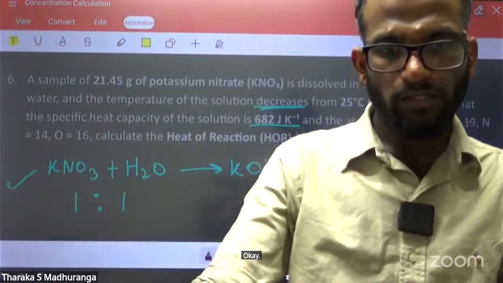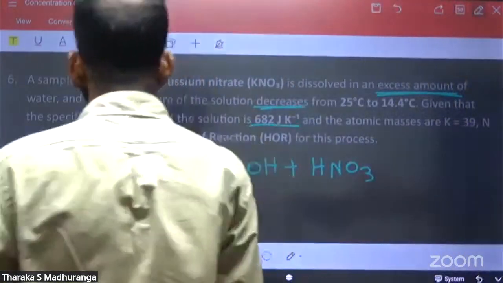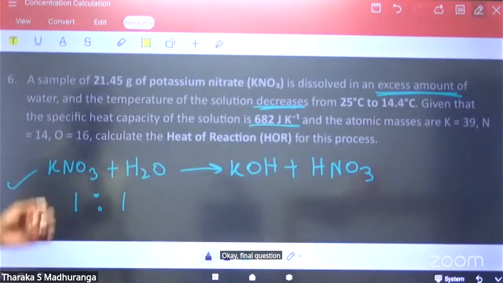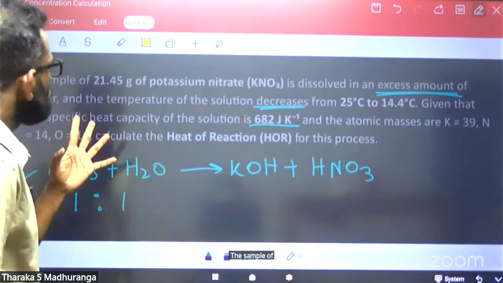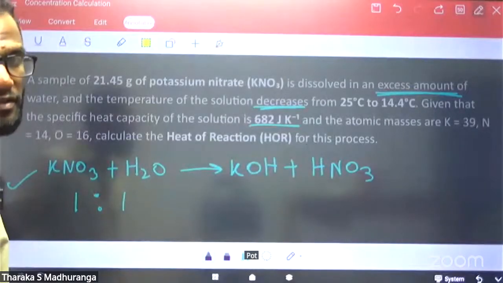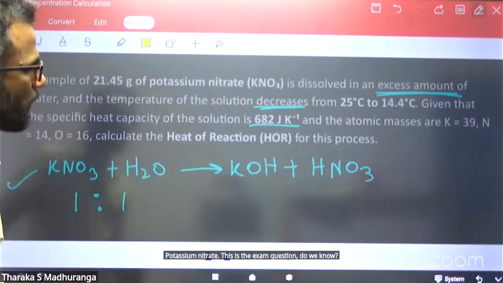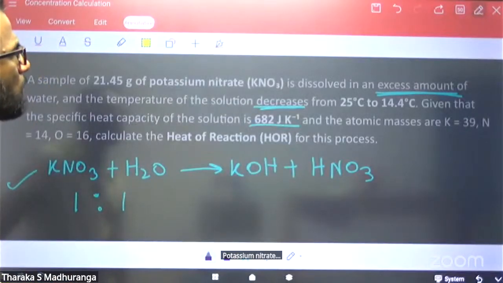Are you finished? Okay, final question. A sample of 21.45 gram of potassium nitrate. This is an exam question. Do you know? Potassium nitrate, KNO3, is dissolved in an excess amount.